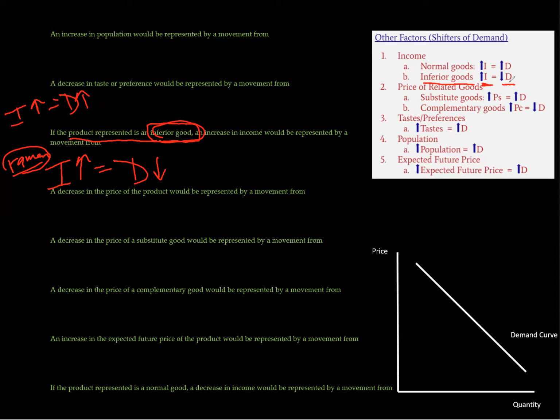All right, so an increase in income for an inferior good means demand goes down. Remember, that's a shift to the left. So it'll be right here. Here's my new demand curve. It'll move over.